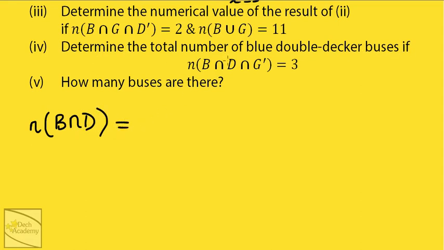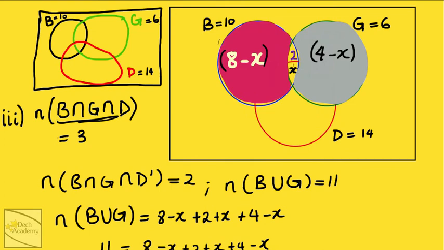Now we're told that the number of elements in B intersect G prime is 3. So the number of blue double-decker buses that are not German manufactured is 3. So how do we represent that here? Blue double-decker buses that are not manufactured in Germany is 3. So that is everything in this region here.